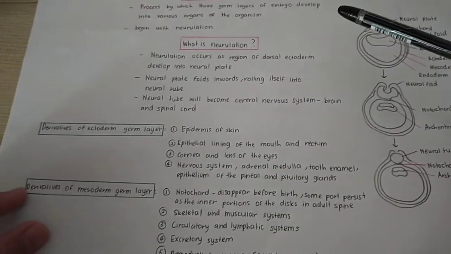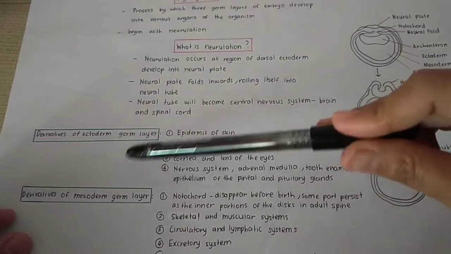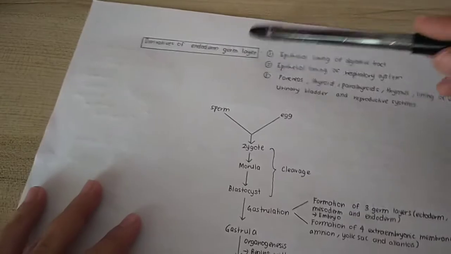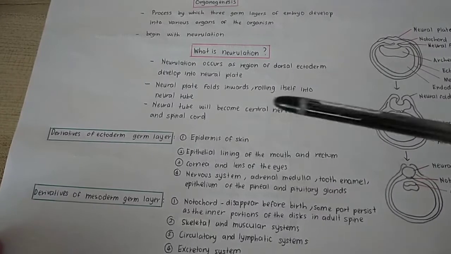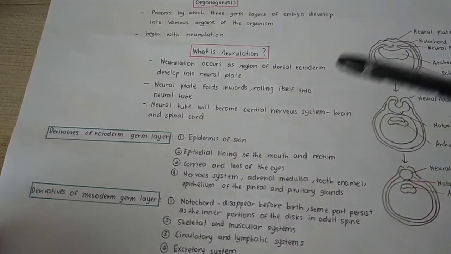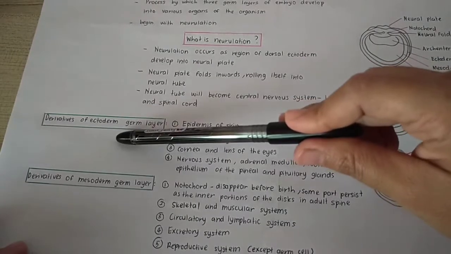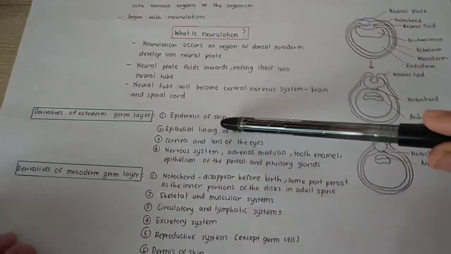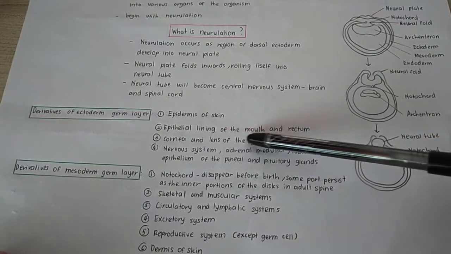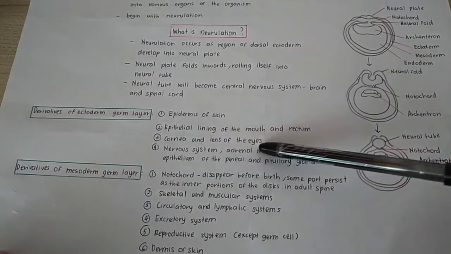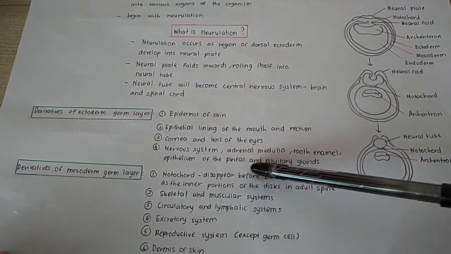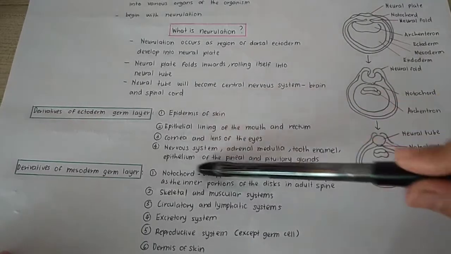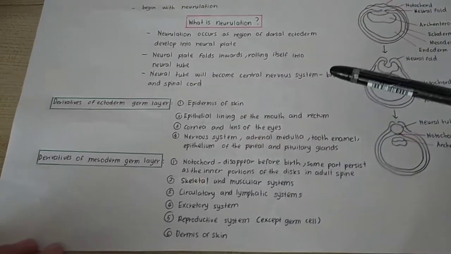Okay, so if you look at the germ layers, we have 3 germ layers here, ectoderm, mesoderm and also endoderm. Okay, so this is the endoderm. Okay, so if we look based on this one, you must know what are the organs that will be formed by these 3 germ layers. Okay, for example, let's look first at the derivatives of the ectoderm germ layer. So it will form the epidermis of skin, epithelial lining of the mouth and rectum, cornea and lens of the eye, another one nervous system, adrenal medulla, tooth enamel, epithelium of the pineal and pituitary gland. So it means that you must know some of the organs that develop from the ectoderm.